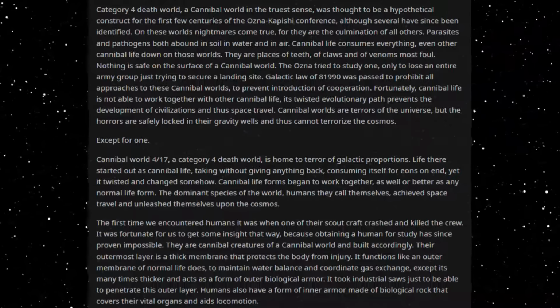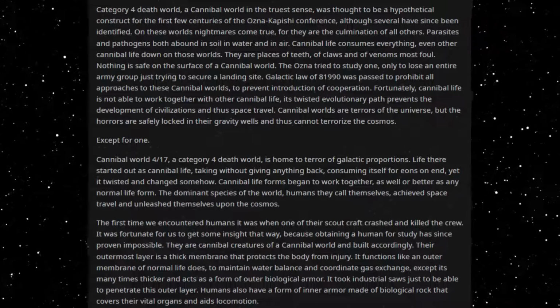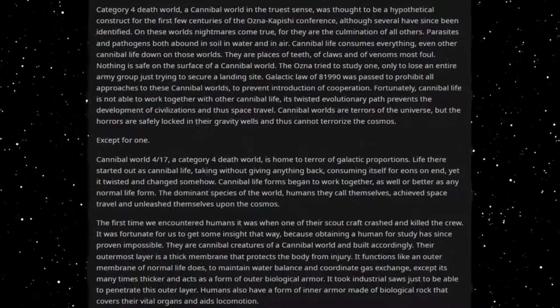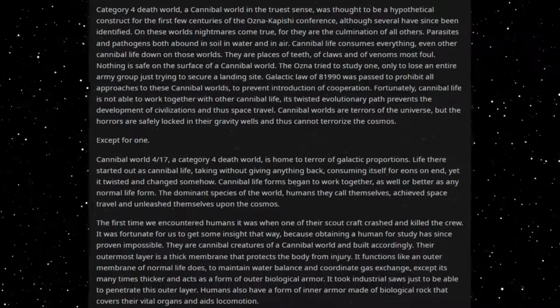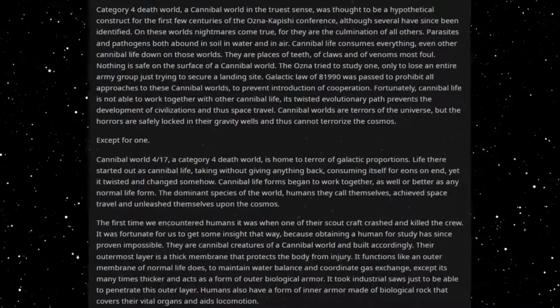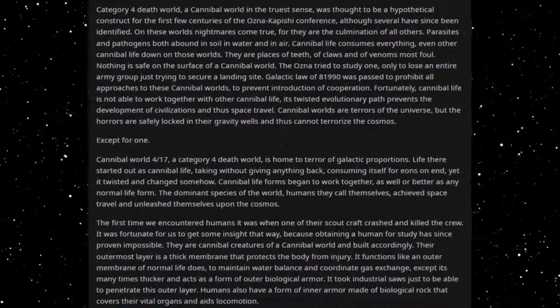Fortunately, cannibal life is not able to work together with other cannibal life. Its twisted evolutionary path prevents the development of civilizations, and thus space travel. Cannibal worlds are terrors of the universe, but the horrors are safely locked in their gravity wells, and thus cannot terrorize the cosmos. Except for one.